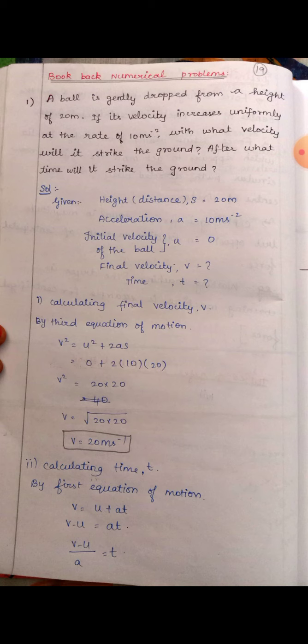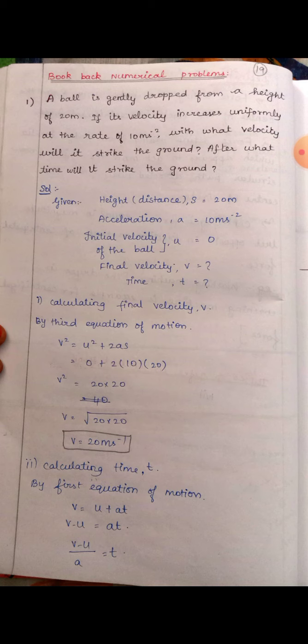We have to find the velocity. Initial velocity they had given. We have to find the final velocity. Next we want to find the time. Let us write the given height, we are taking it as distance here. So the height is a distance. The distance s is equal to 20 meter, given in the question. Next, acceleration they had given, 10 meter second to the power of minus 2. Here they didn't mention the initial velocity, so we are taking the initial velocity of the ball as 0.